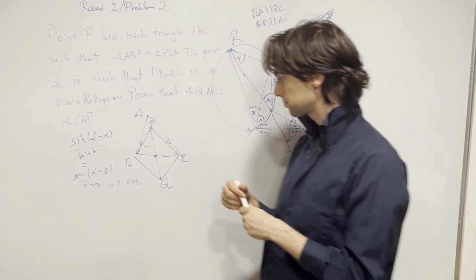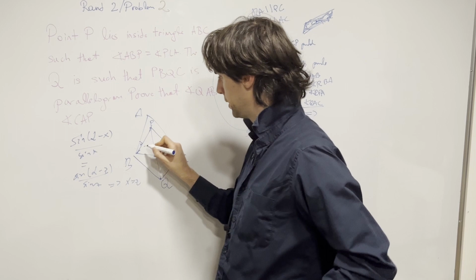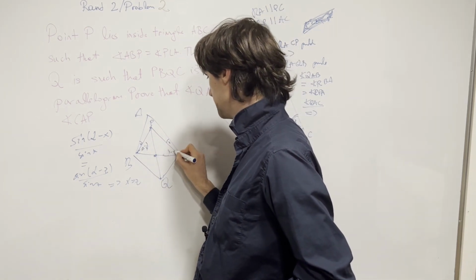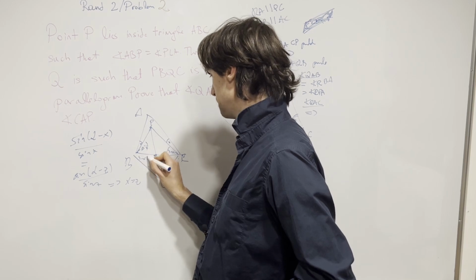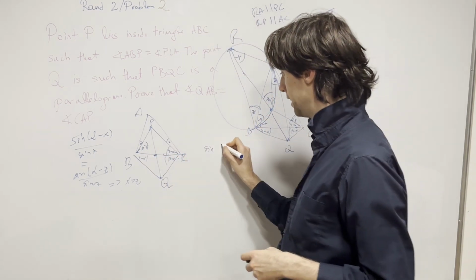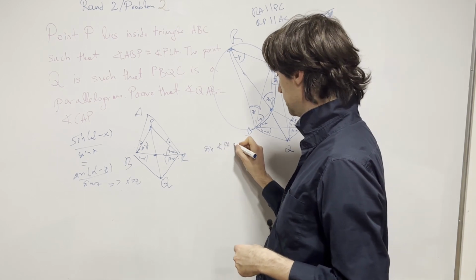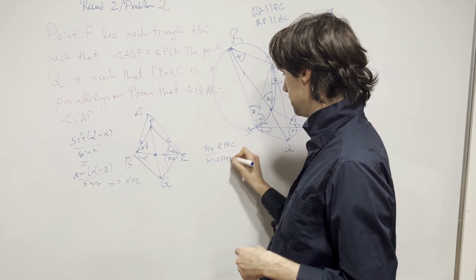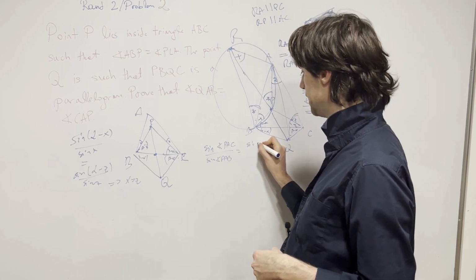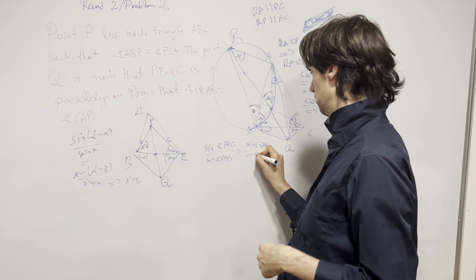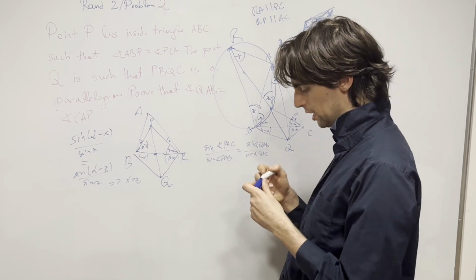And here, why would that be cool? Well, we have beta minus x, and then this angle is gamma minus x. Now this one is gamma minus x, beta minus x. What we want to prove is that the sine of PAC over the sine of the angle PAB is equal to the sine of the angle QAB over the sine of the angle QAC.